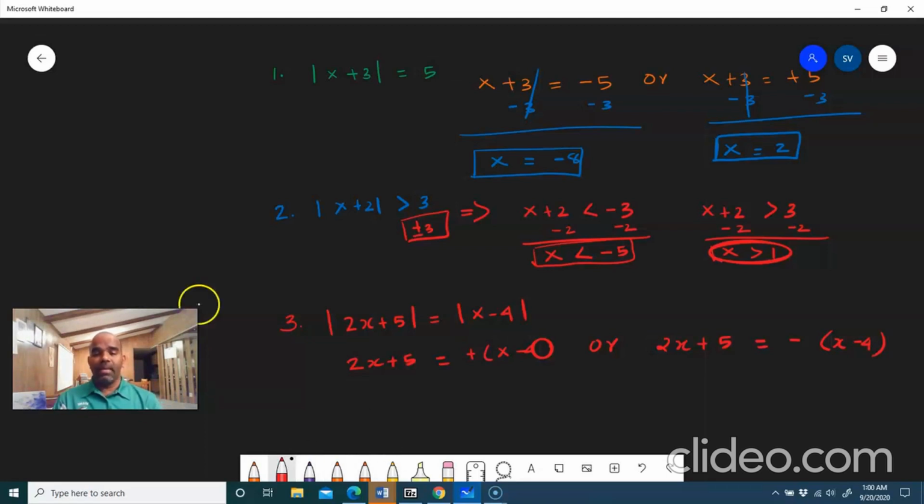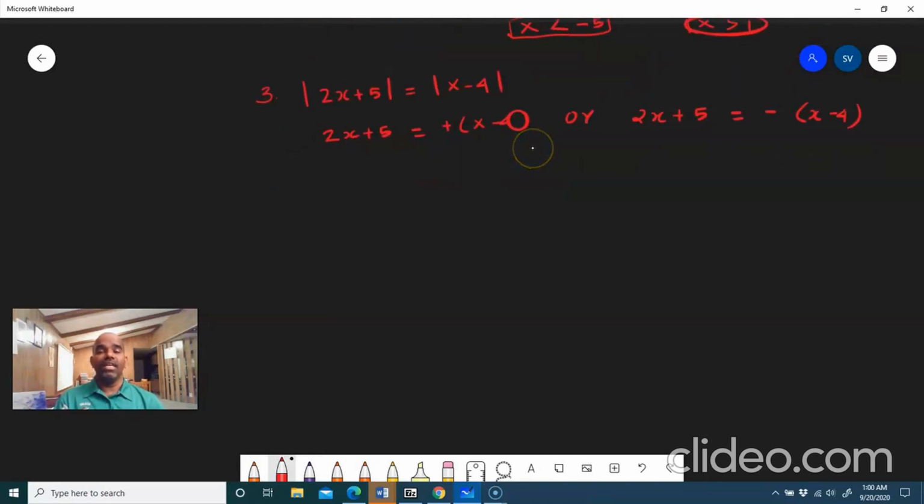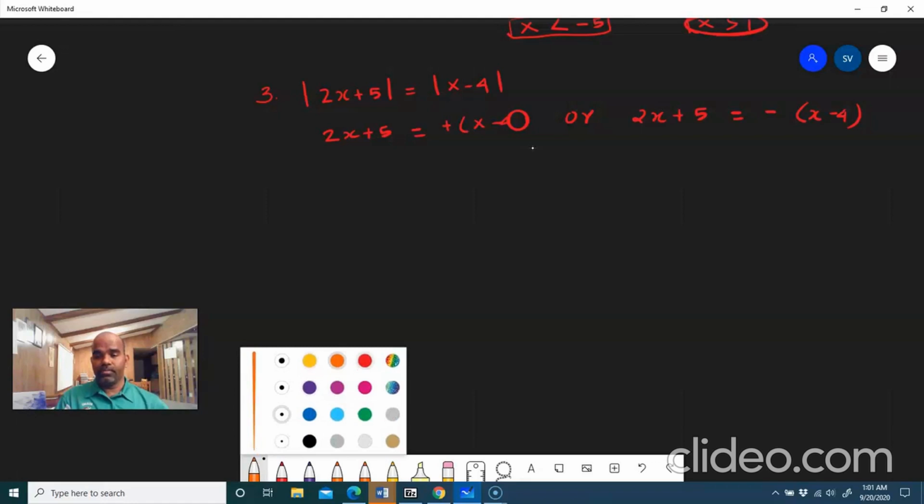I'm not spending much time on that. We need the inequality case. So I'm trying to use a different color.